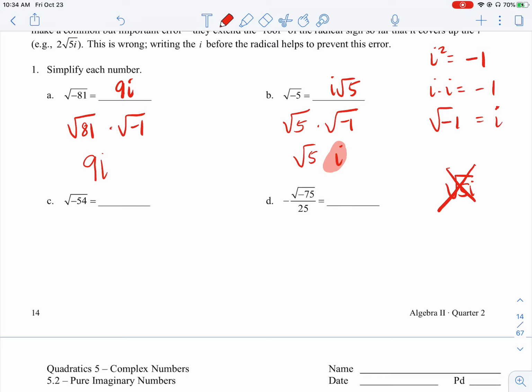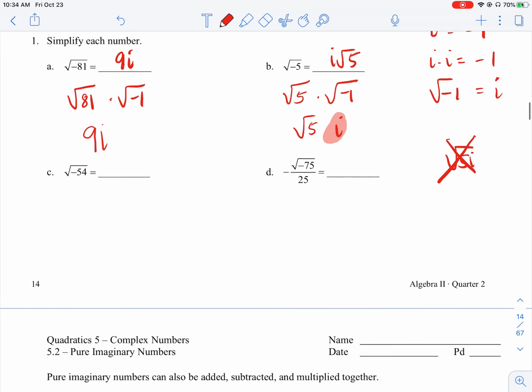Okay? Make sense? But if you put an i right after the square root of 5, that is not wrong. I'm not saying that that is wrong. I am just saying that we should avoid those common mistakes that people are making all the time. Now let's go to letter C.